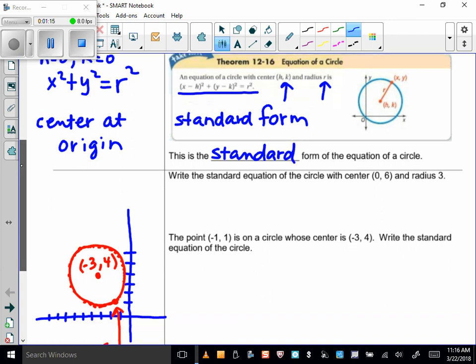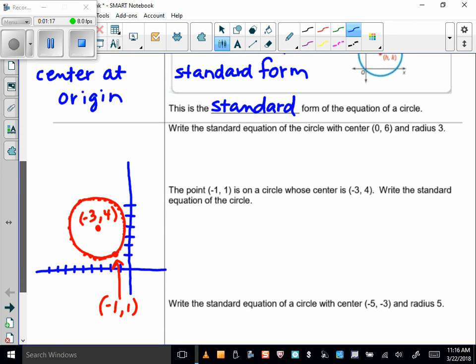So let's see how that works. Write the standard equation of the circle with a center at (0, 6) and a radius of 3. So here's our h: h equals 0, k equals 6, and r equals 3. So we're just going to plug this into our formula up here. Let's write it again so we don't forget it: (x minus h) squared plus (y minus k) squared equals r squared.